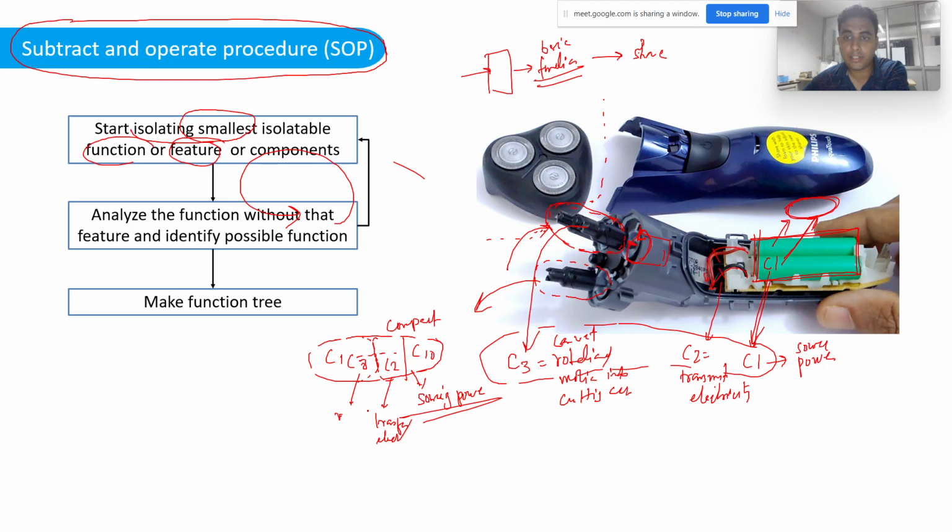But what is the function of that? The component is C8, which is a motor. The function is that it converts electrical energy to rotational energy. Then we have component C3, which converts a rotational mechanism into a cutting mechanism. Then we have the cutting blades at the end. So likewise, we identify various small functions, and then we create this functional tree.